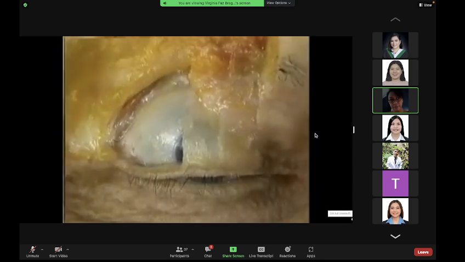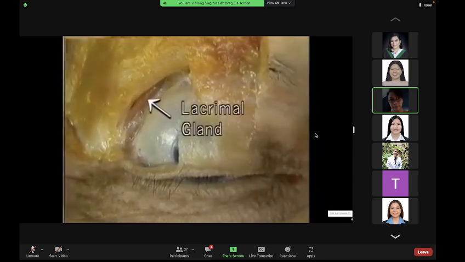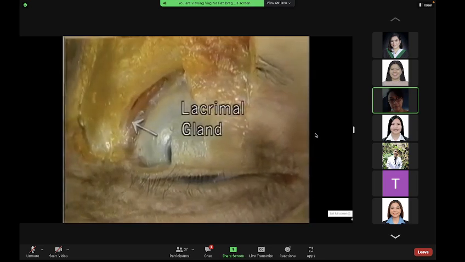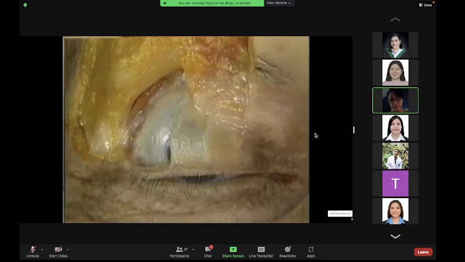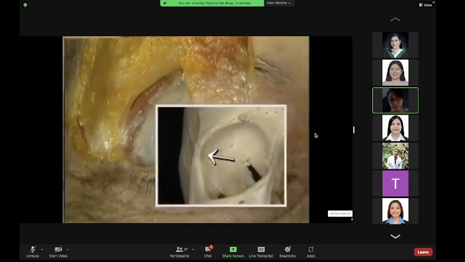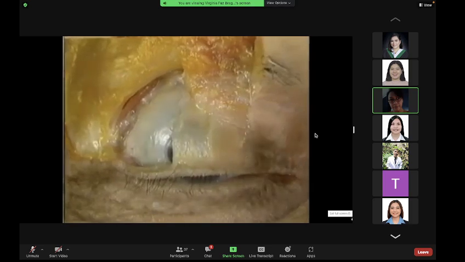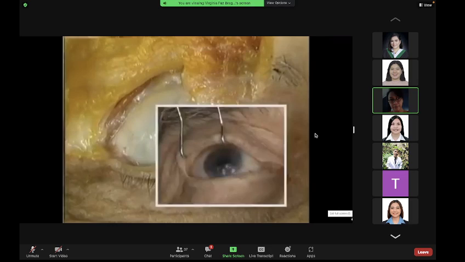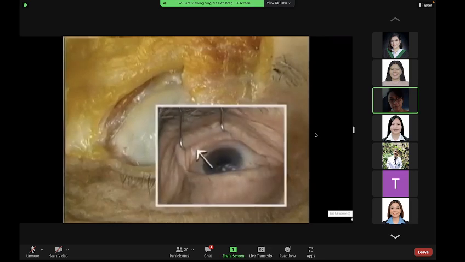Here's the orbital margin. Here, just below and behind it, is the lacrimal gland, which secretes tears. It lies in this hollow in the roof of the orbit, the lacrimal fossa. The many small ducts of the lacrimal gland open into the conjunctival fornix up here.